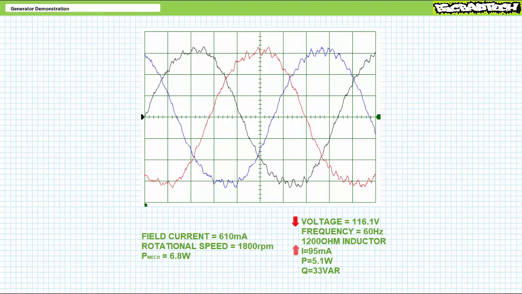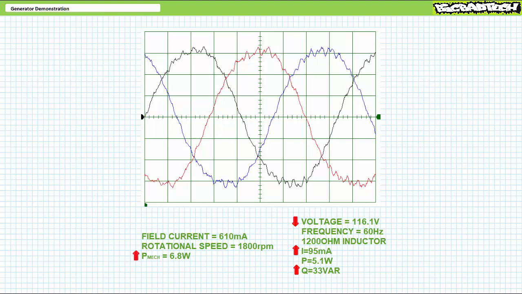Each inductive element draws roughly 95 mA of current, consumes roughly 11 VARs of reactive power, for a total demand of roughly 33 VARs. You'll additionally note the inductors aren't pure inductors, since each inductor draws a small amount of real power, in the order of 1.7 watts, for a total real power demand of roughly 5 watts. Experiencing this small increase in real power demand, the generator consumes 7 watts of mechanical power.